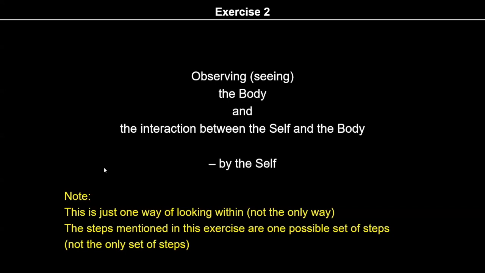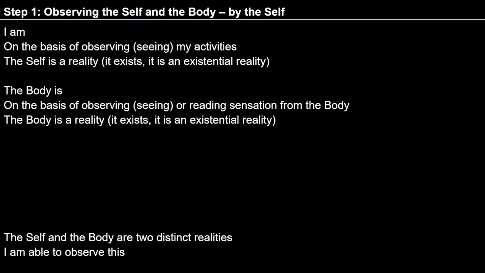In step 1 of exercise 2, we are trying to see body as a reality and myself as a reality. I can observe activities going on in me, and based on that direct observation, I can see that I am a reality. And based on the observation of activities going on in the body, I can see the body is also a reality. Both exist, and both are two distinct realities, self and body.